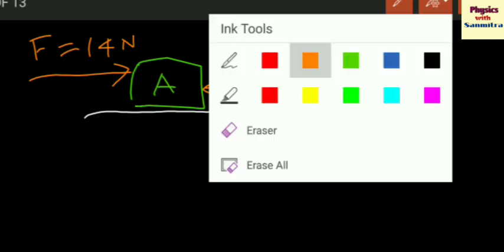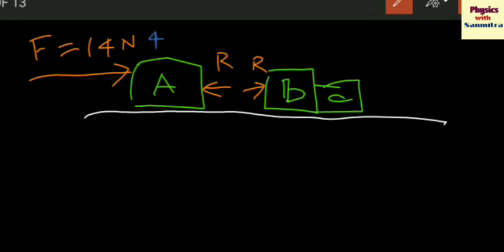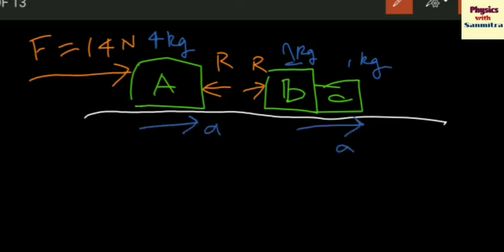And what is the mass of A? Mass of A is 4 kg. Mass of B is 2 kg. Mass of C is 1 kg. Now let me write the force equation, and all of them are accelerating with an acceleration a, since they are moving together. Now what can I write here? In this x direction, 14 minus R will be equal to 4 into a.